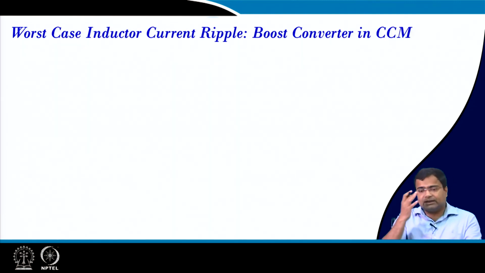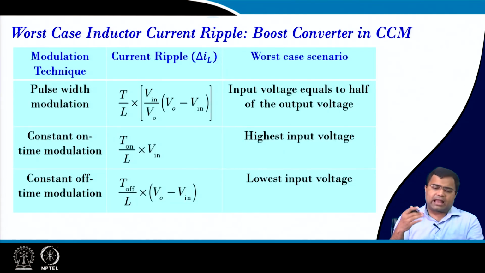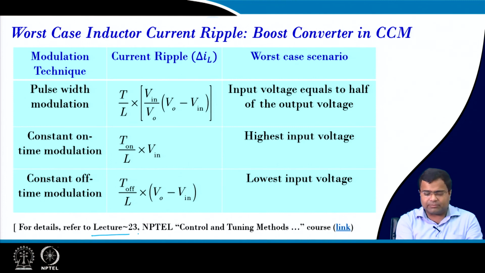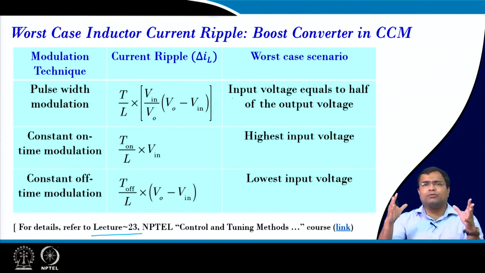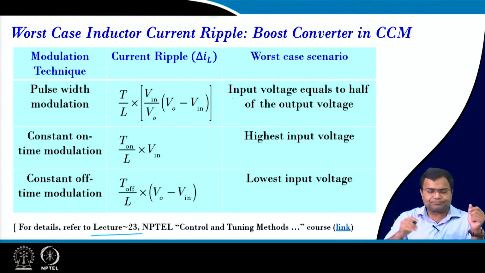Now, worst case inductor current ripple for boost converter, actually these things are also discussed in lecture number 23. So, I am not spending too much time on this. That means, for current ripple in a boost converter, it is the highest when the input voltage becomes half of the output voltage, that means the duty ratio is 50%.